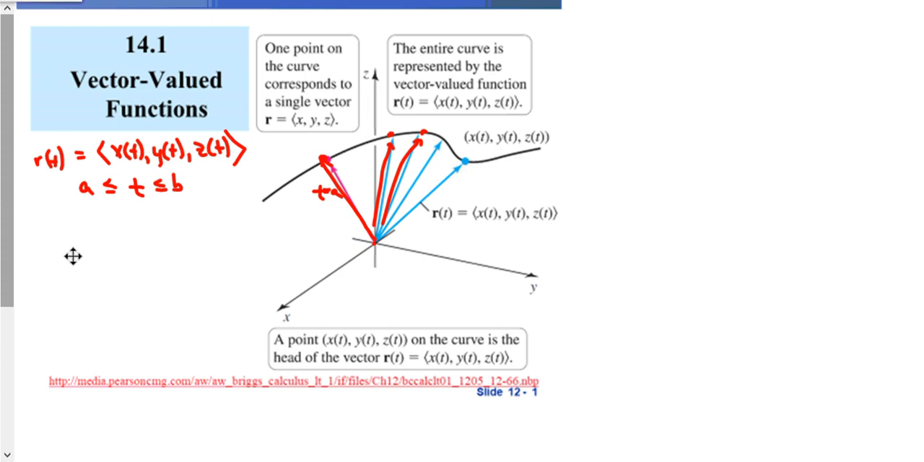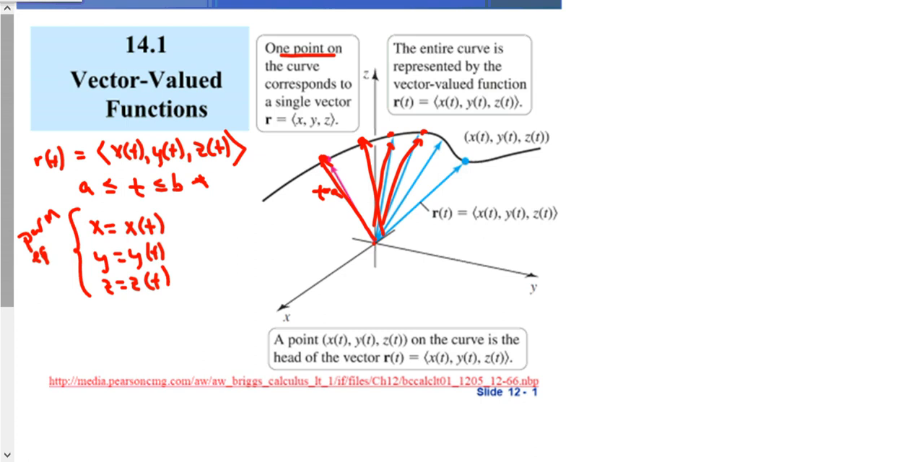Okay, so you can look at it as parametric equations where you have x equal x of t, so it's going to be some function of t, y is y of t, z is equal to z of t. So you can think of it as parametric equations for these given values of t, or you can think of it as the vector as a result of plugging in that value of t. Okay, so each point on the curve corresponds to a vector. So you've got a point here, there's some vector that points to it. It's kind of like it's moving along, tracking it.